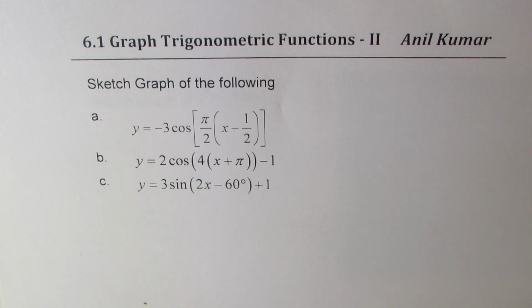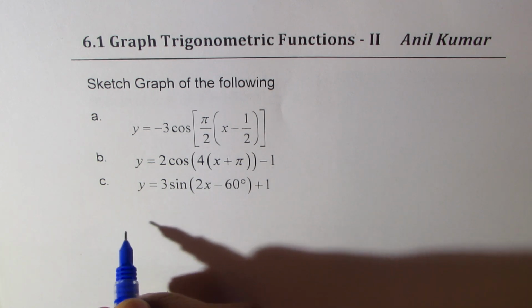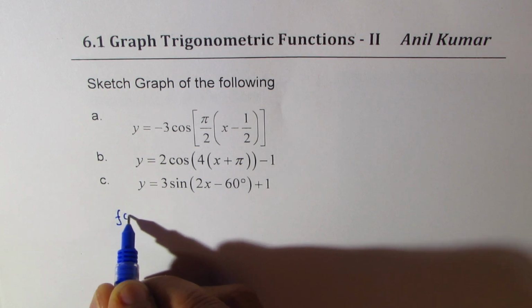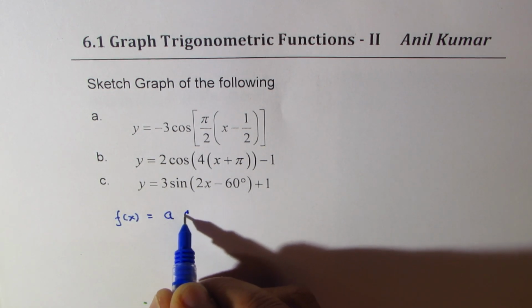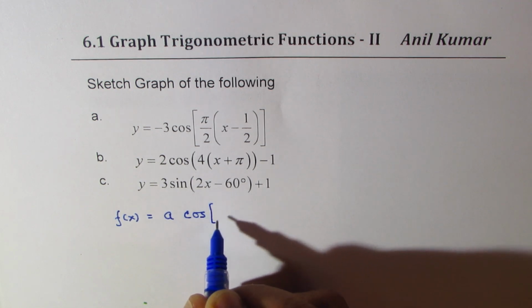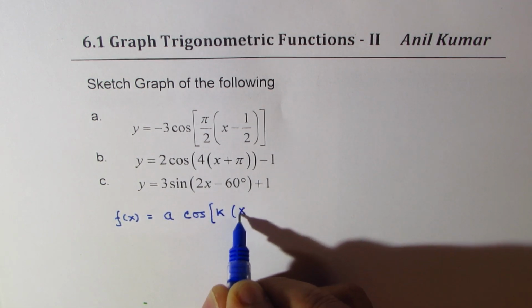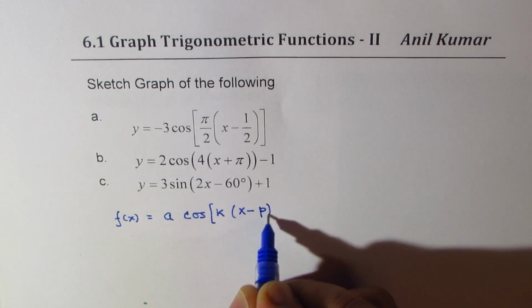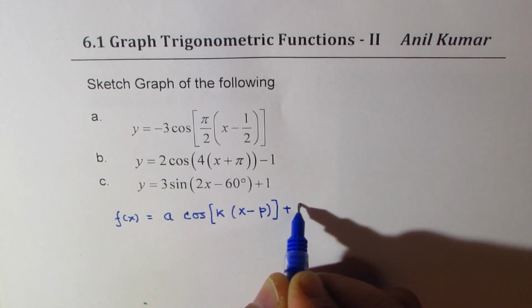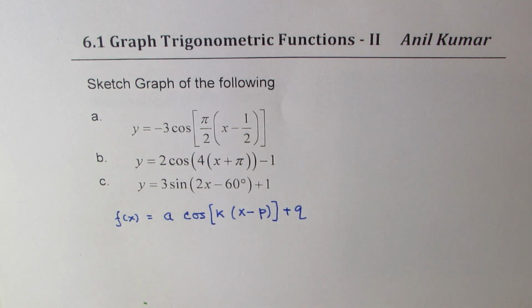Now, whenever you look at cosine functions, they in general could be written as f of x equals a cos k times (x minus p), where p is the phase shift, plus q for vertical translation.